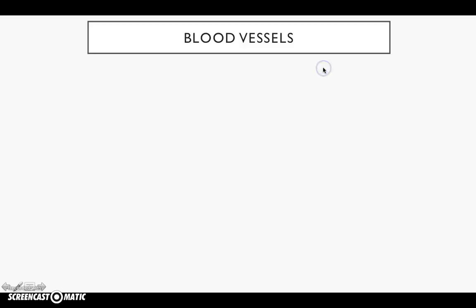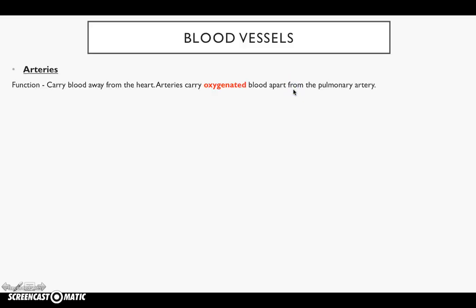So, arteries. They carry blood away from the heart. Arteries carry oxygenated blood apart from the pulmonary artery. You can pause this as many times as you want, guys, just to understand this. Arteries carry blood away from the heart and they carry oxygenated blood apart from the pulmonary artery.